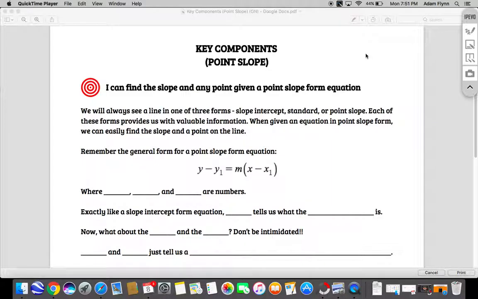This is the guided note video for key components of point-slope form equations. So looking at the learning target, I can find the slope and any point given a point-slope form equation.